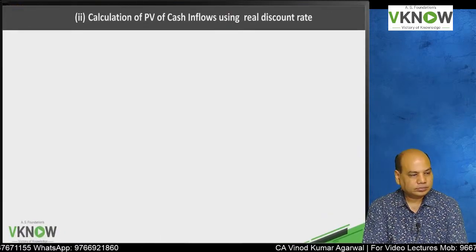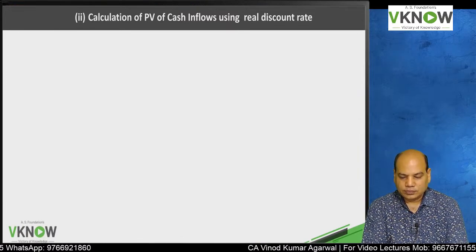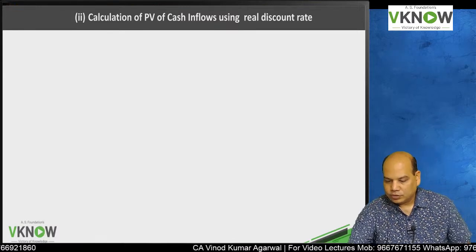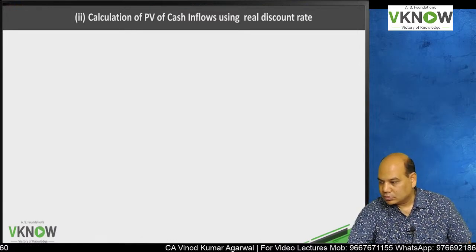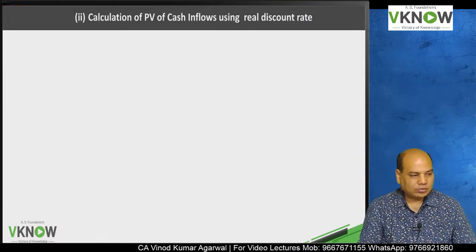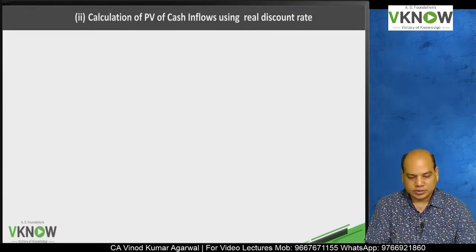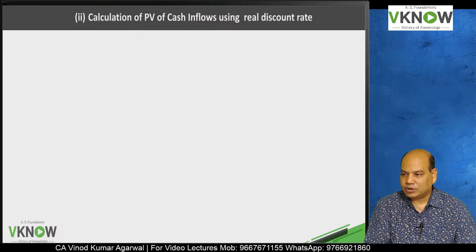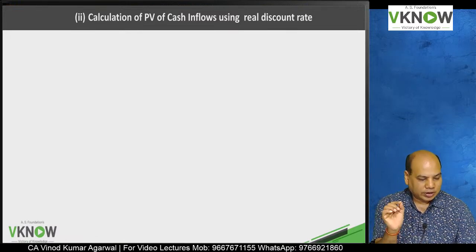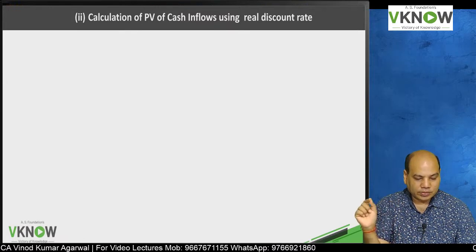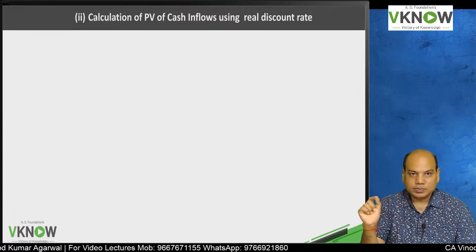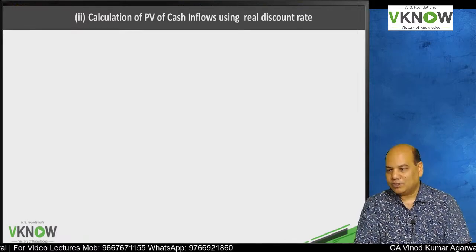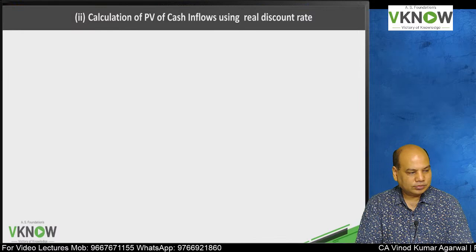Step 2, write down: calculation of PV of cash inflow using real discount rate. This is your chance to reply. What will be the PV of cash inflow using real discount rate? Real cash flow is 2,80,000 per year. Real discount rate is 5.62%. Time is 4 years. Please reply. What is the PV of cash inflow?